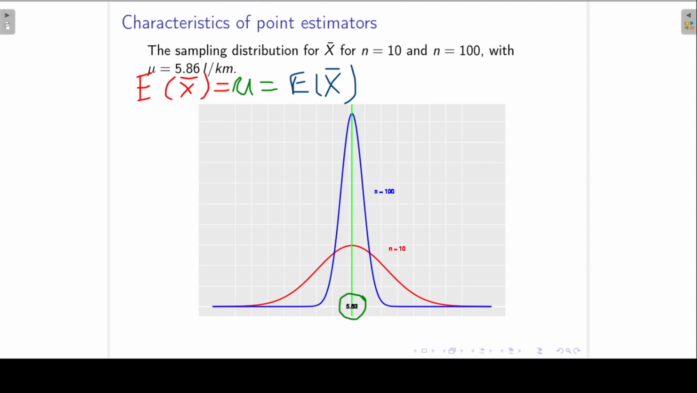And we want the standard error to be small, because that's an indication of how far we expect the estimate to lie from the unknown parameter. So for the blue one, we expect that the sample mean will lie close to the unknown parameter, whereas for the red one, the sample mean can lie also far from the population parameter.